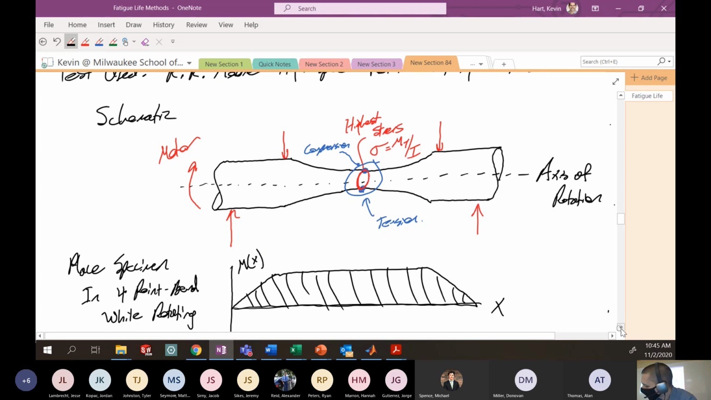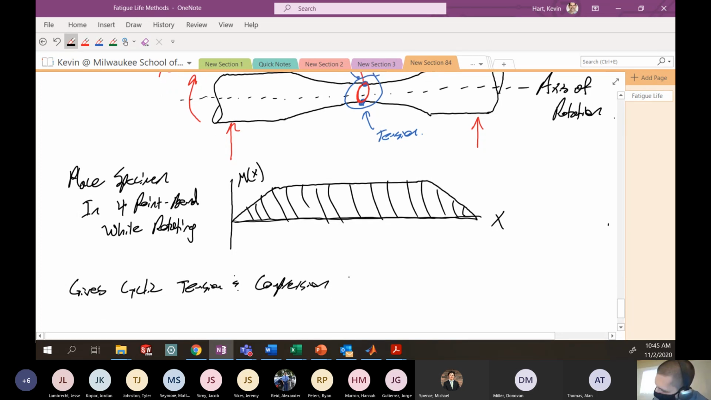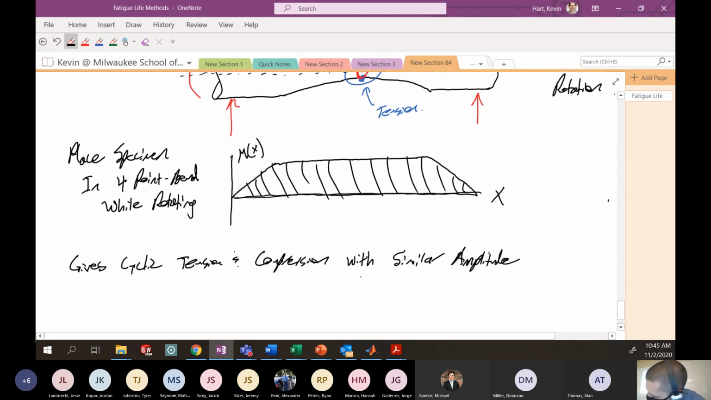Okay? So this gives cyclic tension and compression with similar amplitude and zero mean stress.